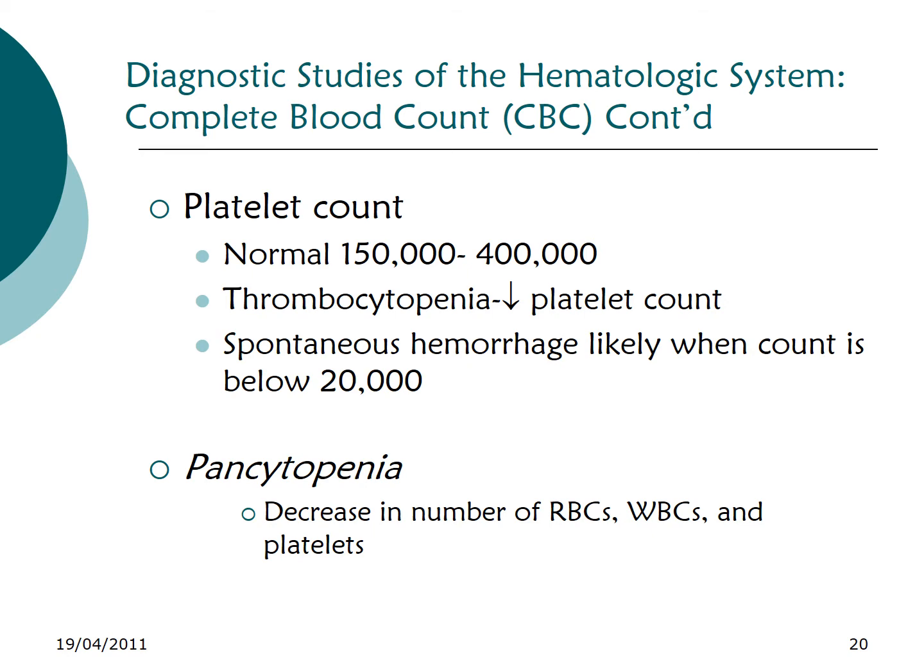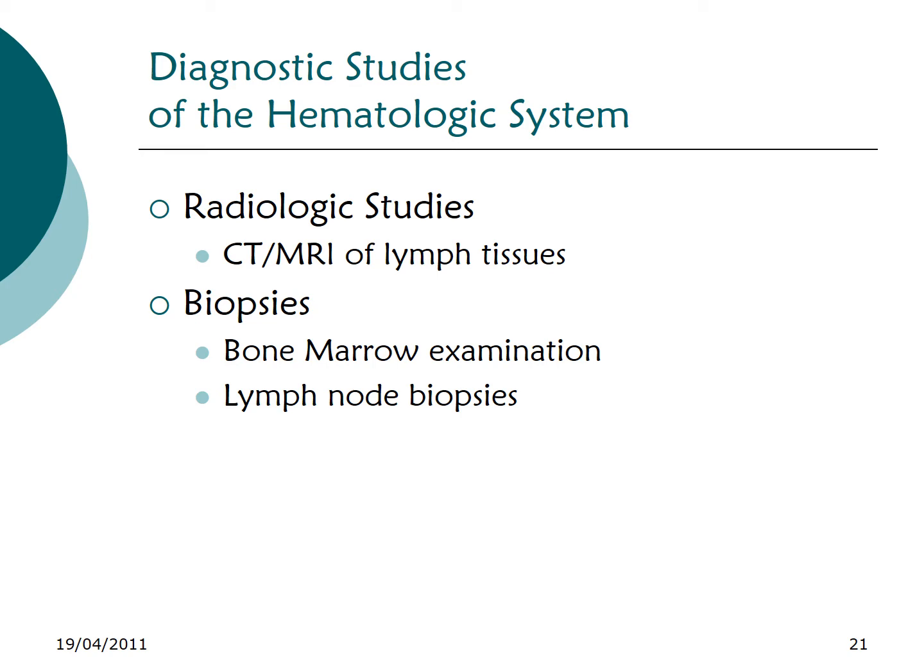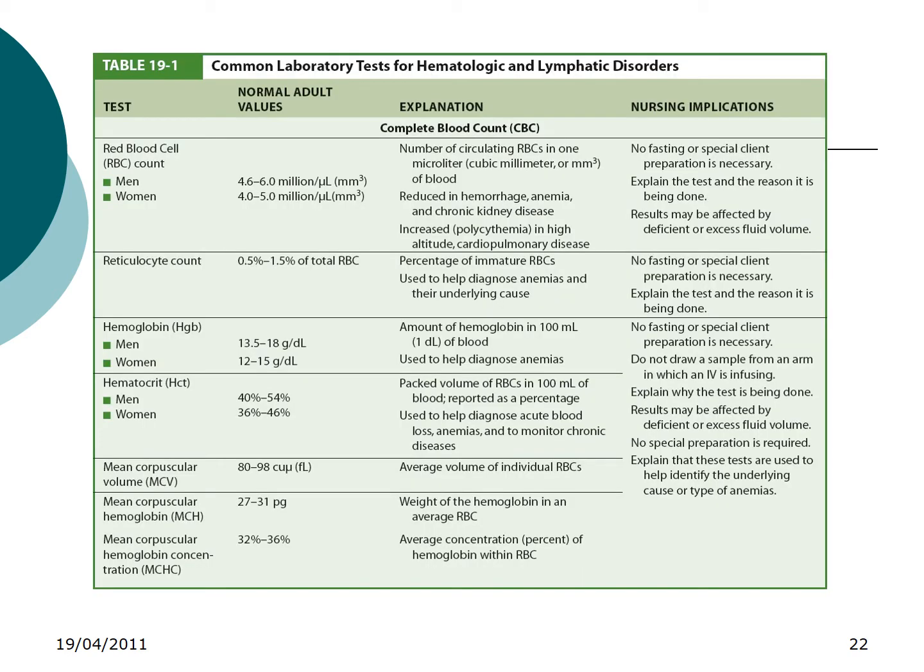Next slide. Radiologic studies, so for hematology you can do a CT scan, an MRI of the lymph tissue, a biopsy to confirm cancer, a bone marrow examination, or a lymph node biopsy to confirm cancer. Next slide. So this slide is just showing you again the common diagnostic tests for the hematologic and lymphatic system, and it tells you the normal values that you should expect.